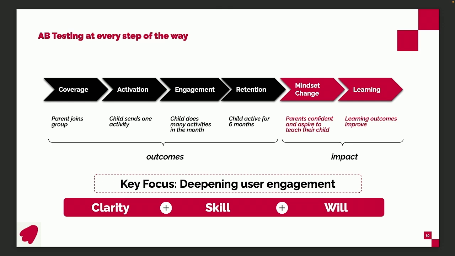So for us, the idea has been: can we help improve activation? Can we help improve engagement and retention? And that will then lead to mindset change and learning outcomes. And so this series of A/B tests that I'm going to talk about is focused more on these output metrics. Our new users sending back a single photo or a video, and our existing users sending back more photos and videos over a longer period of time, right? So of the child learning. So that's the metric that I'm going to talk about.